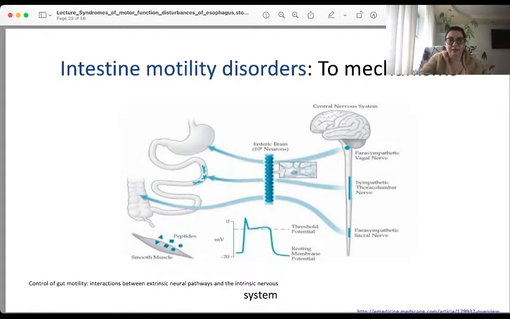According to mechanisms, it is first of all connected with control of gut motility by the interactions between extrinsic neural pathways and the intrinsic nervous system. When these interactions between extrinsic neural pathways and the intrinsic nervous system that innervate the GI tract and intestine are affected, it can lead to different intestinal motility disorders.